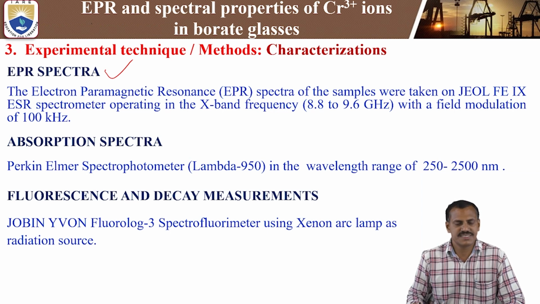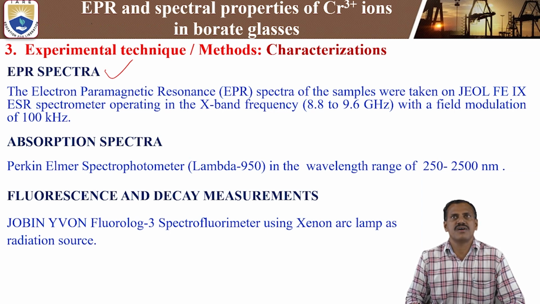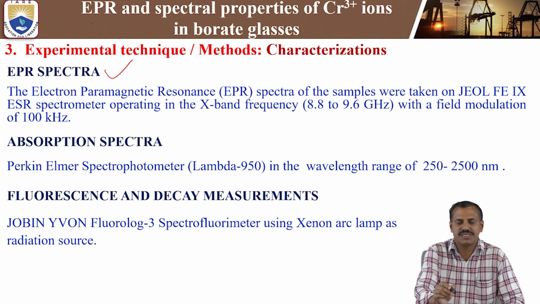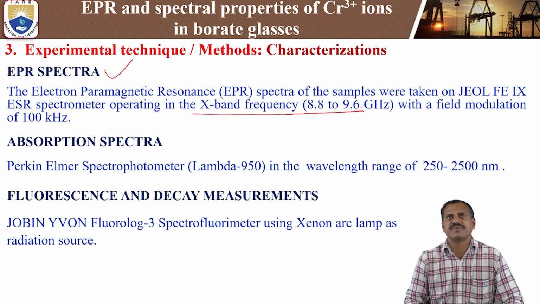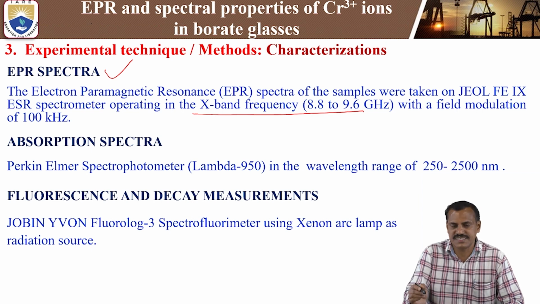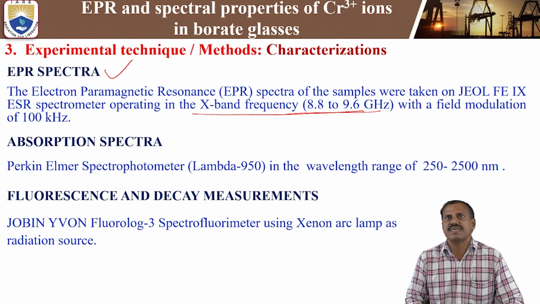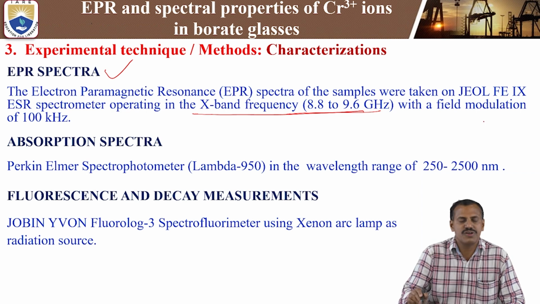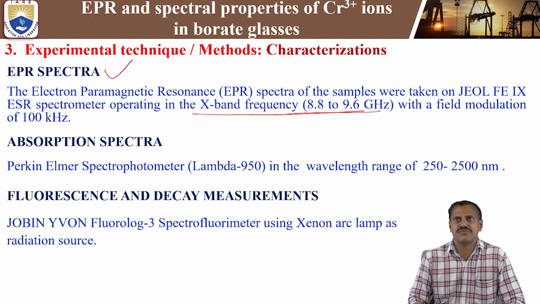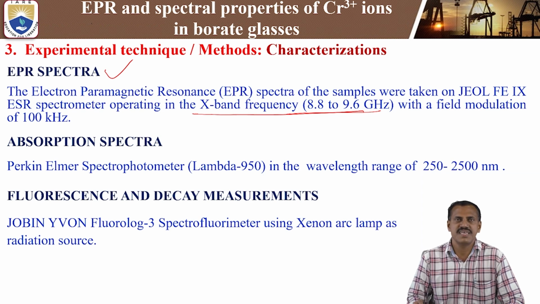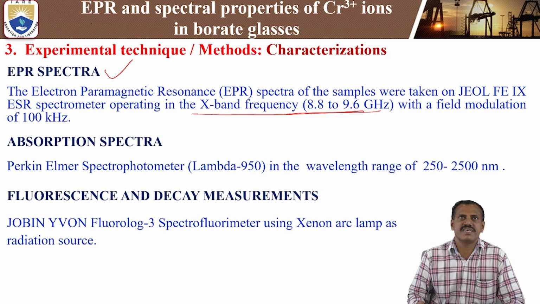The electron paramagnetic resonance EPR spectra of the samples were taken on an X-band ESR spectrometer. We are using the X-band frequency, which is a microwave frequency, 8.8 to 9.6 gigahertz. This is the X-band ESR spectrometer with a field modulation of 100 kilohertz. Field modulation is also very important while measuring with the ESR spectrometer.